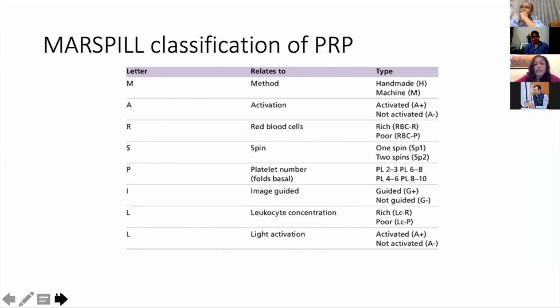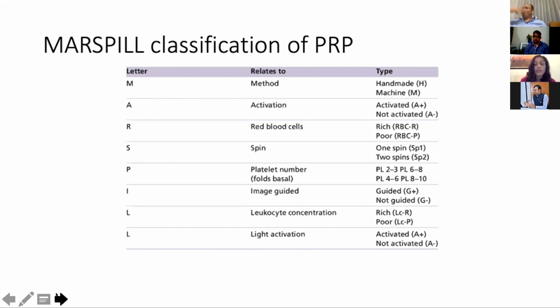The platelet numbers vary enormously in commercial kits. I've used commercial kits myself, and we check the platelet numbers before and after spinning down. They can be anywhere from 2 to 8-fold platelet concentrations, but it may not be that we need very high platelet concentrations as we previously thought. I stands for whether it's image guided under ultrasound or not. Leukocyte concentration, again, there's some controversy as to whether it should be leukocyte rich or poor, and whether they're light activated or not.